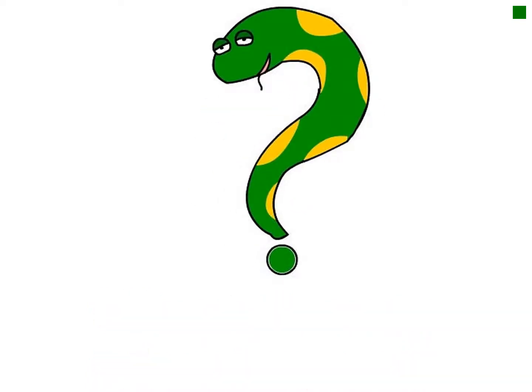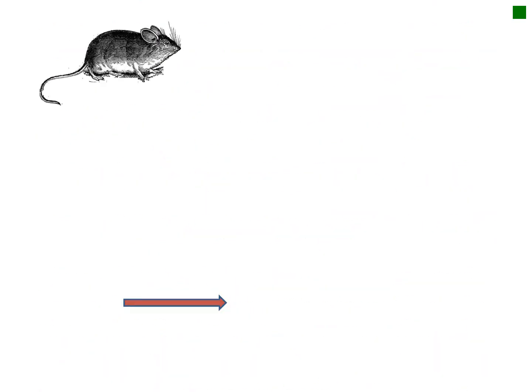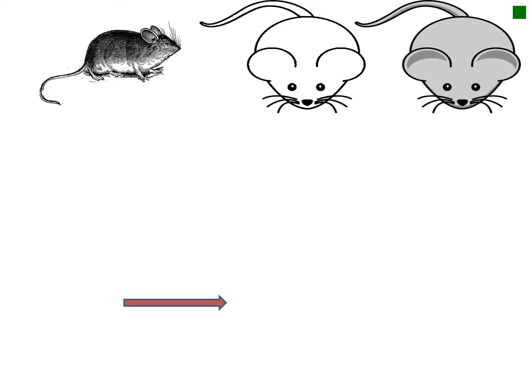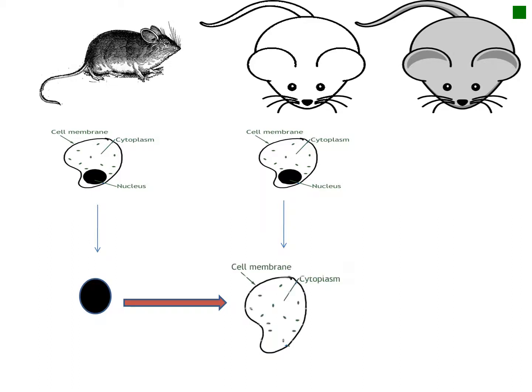To answer these questions, the biologists carry out an experiment. How do they prove that the nucleus is the carrier of genetic information? First, we have three mice, one black, one white, and one gray. They get a cell from the black and another one from the white. They extract the nucleus from the black mouse and inject it into a cell taken from a white mouse, and the nucleus was removed.